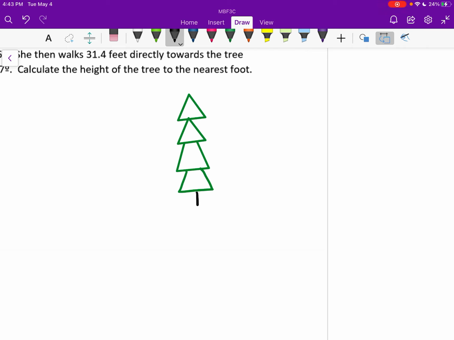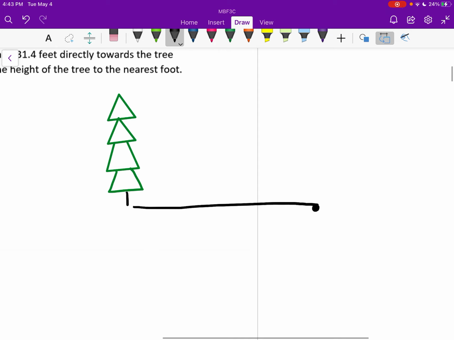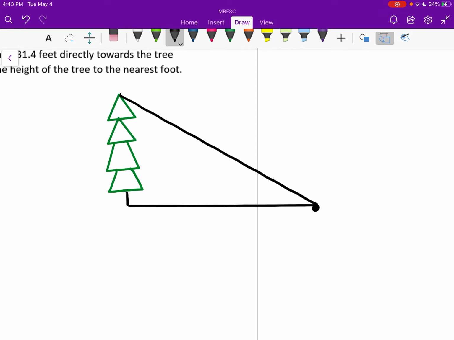That's my tree. So she measures the angle from some point. We'll say that point over here, some distance from the tree. And she notices the angle of elevation to the top of this tree. I'm going to use a ruler because it's nice and neat that way. We know that it's the angle of elevation because it's opening upwards from the horizontal. So that angle right there is about 15 degrees, so I'm going to write that in: 15 degrees.